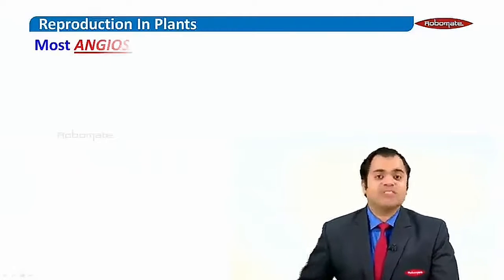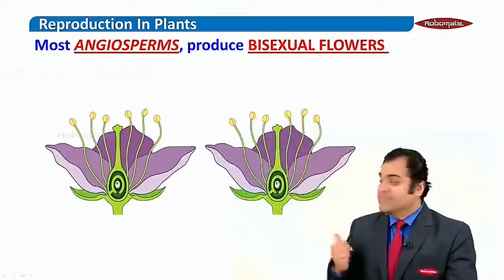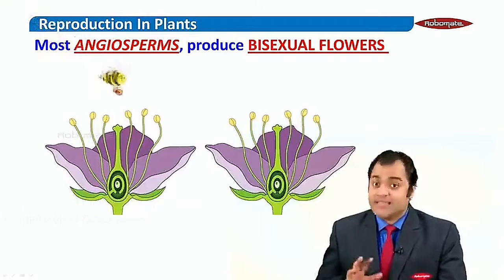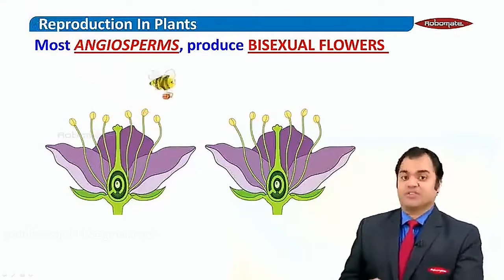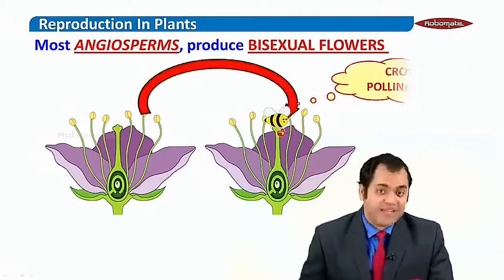They say that in most angiosperms the flowers produced are bisexual. You can see here two bisexual flowers. Even then, they basically prefer cross-pollination, right? So what you saw here was cross-pollination.